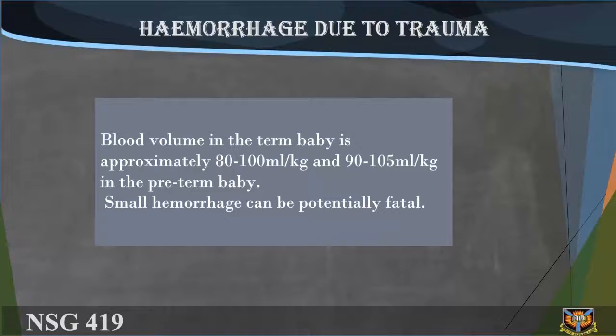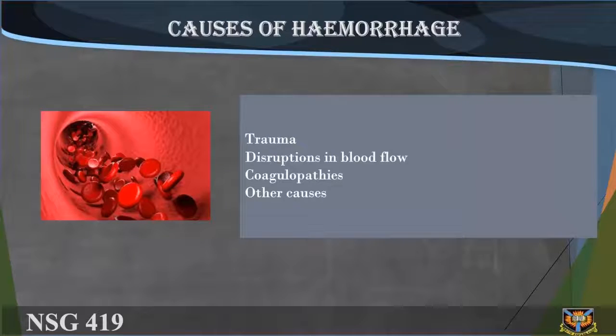Hemorrhage due to trauma. Introduction. Blood volume in the term baby is approximately 80 to 100 milliliters per kilogram and 90 to 105 milliliters per kilogram in the preterm baby. Small hemorrhage can be potentially fatal. Causes of hemorrhage: trauma, disruptions in blood flow, coagulopathies, other causes.